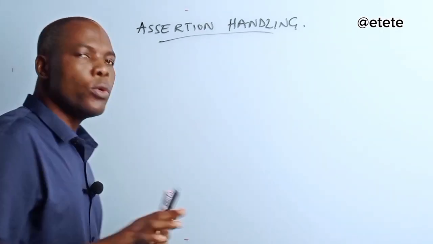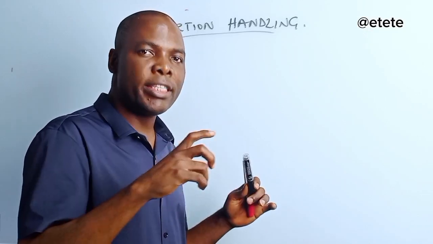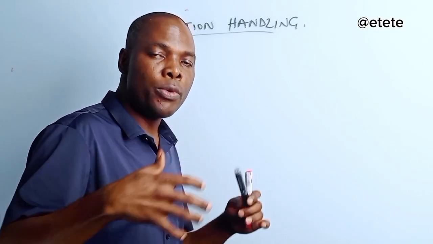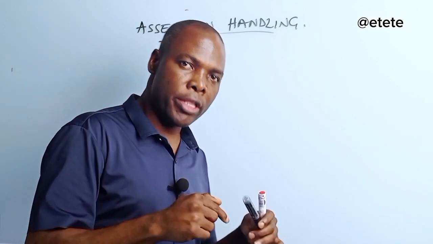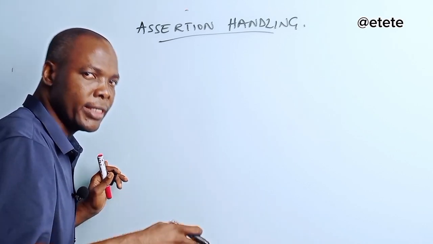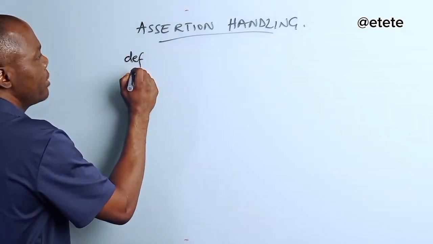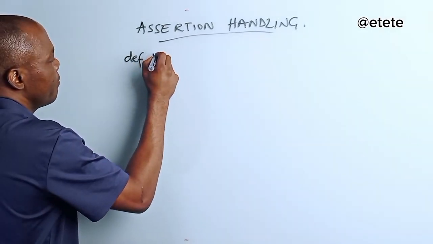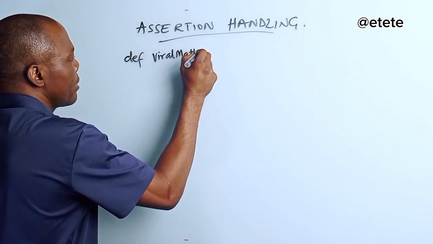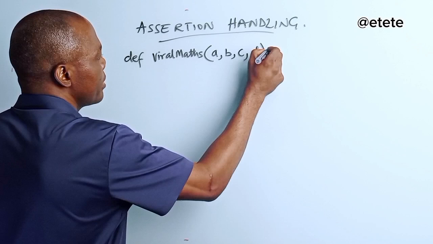Now, we are still going to write the same script that we wrote in the last class, which is viral math. But this time around, how do we handle that assertion error when it is thrown? You saw what happened when we demonstrated it on PyCharm. Now I'm going to define the same function, def viral math, and then I'll supply A, B, C, and D.